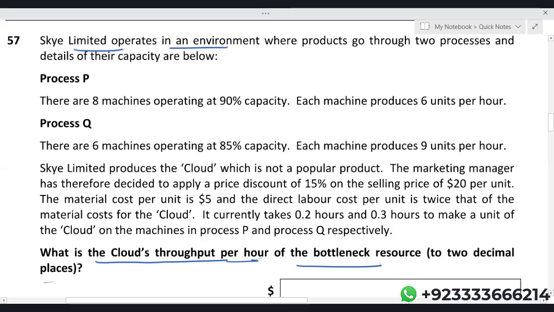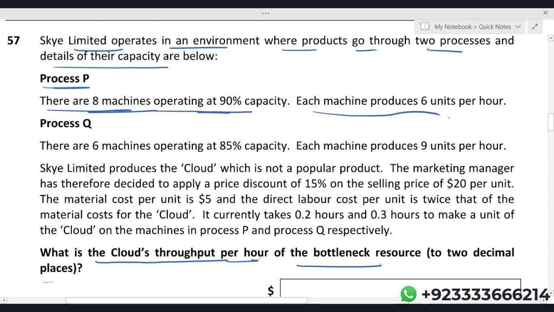Sky Limited operates in an environment where products go through 2 processes and details of their capacity are below. Process P, there are 8 machines operating at 90% capacity. Each machine produces 6 units per hour. So process P.